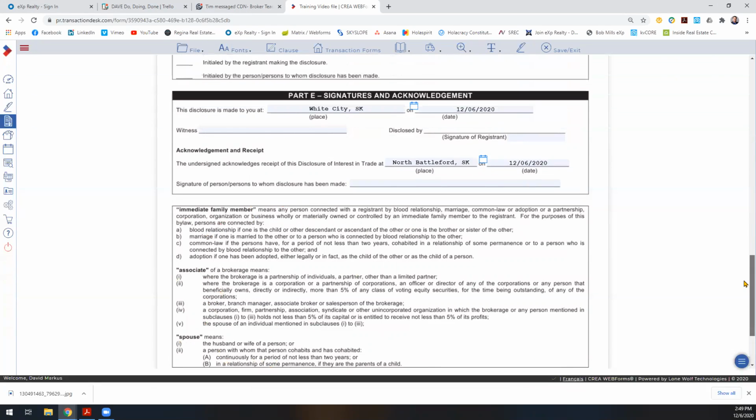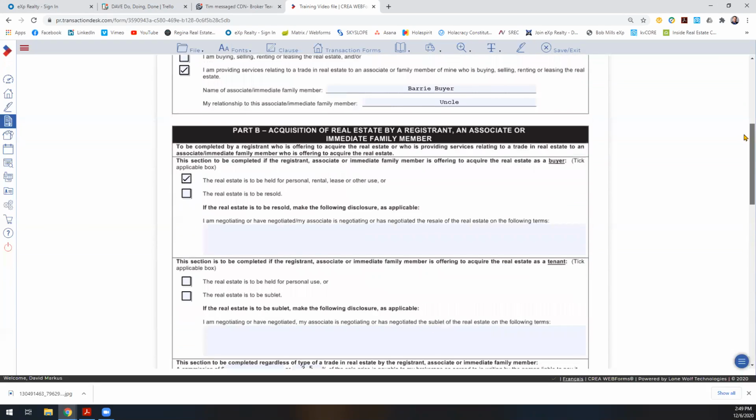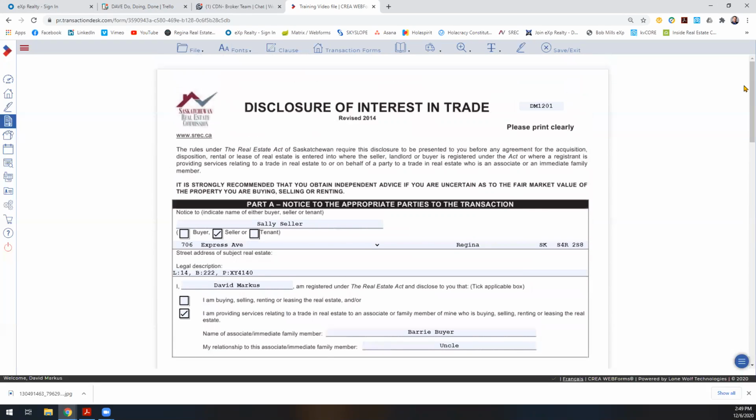So anybody who meets those criteria, immediate family member, associate, spouse, or the registrant themselves, in those cases, the form needs to be used. So top right-hand corner, we've got a space for a contract number. If the offer to purchase has a contract number, you're going to copy the same contract number there.